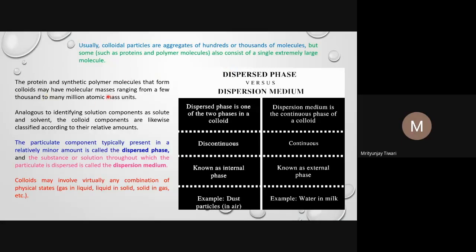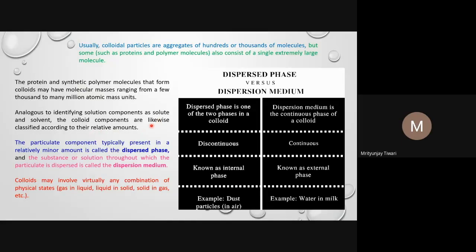The proteins and synthetic polymer molecules that form colloids may have molecular masses ranging from a few thousand to many million atomic mass units, and these atomic mass units are also called Daltons, as we know. So these are synthetic polymers and proteins, which are natural polymers. These molecules form colloids, and may have molecular masses ranging from a thousand to many million Daltons. So analogous to identifying solution components as solute and solvent, the colloid components are likewise classified according to their relative amount.